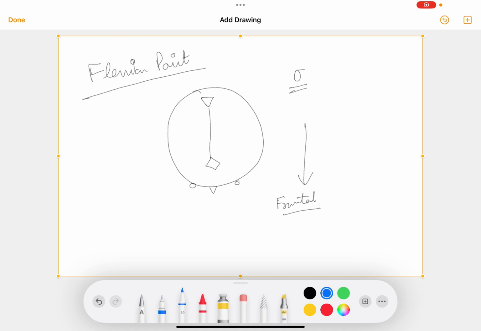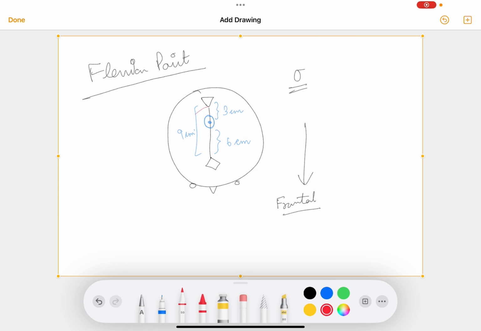Basically the flexion point is a point on the sagittal suture which is 3 centimeters in front of the posterior fontanelle and 6 centimeters behind the anterior fontanelle. Because the distance between the two fontanelles is 9 centimeters, we divide it in a 2:1 ratio, and this point is called the flexion point. It is at this flexion point that the vacuum cup is applied.